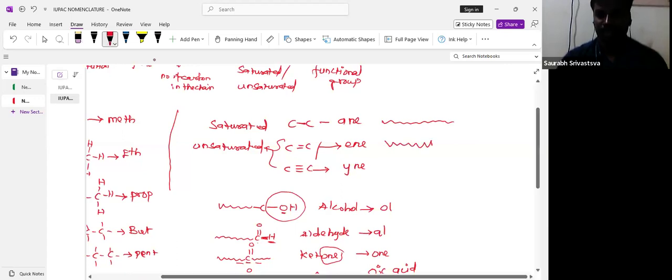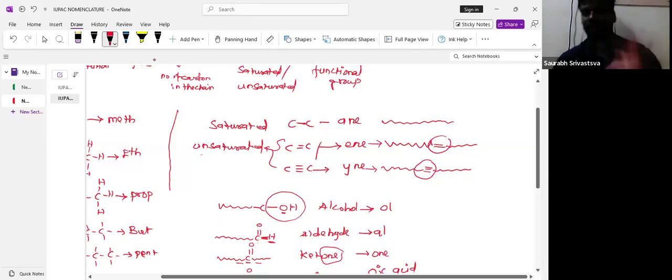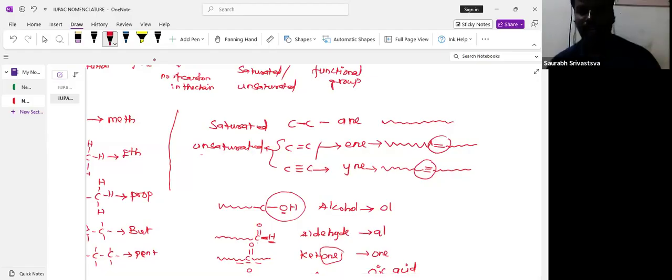Continuously hydrocarbon, again here one place having a double bond, again it is connecting. And continuously hydrocarbon, again a triple bond is present, again it is connecting. So triple bond and double bond together we call unsaturated. If a double bond is present, then it is ENE. If a triple bond is present, then it is YNE. So the terminal last suffix, the primary suffix, you need to add as ENE or YNE. This one you have to remember.